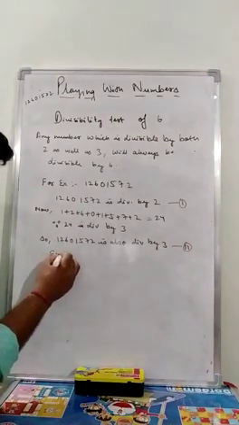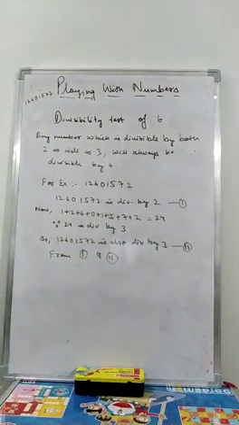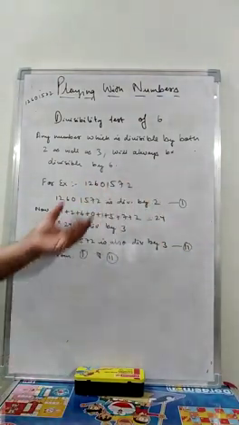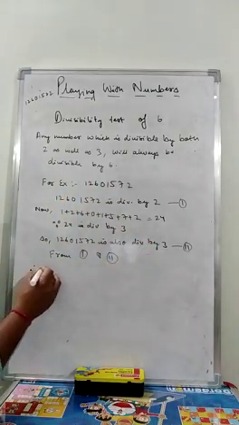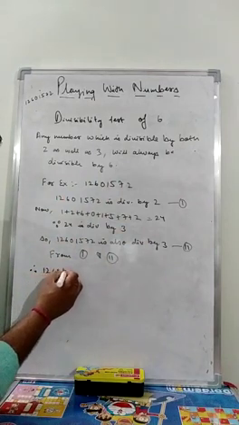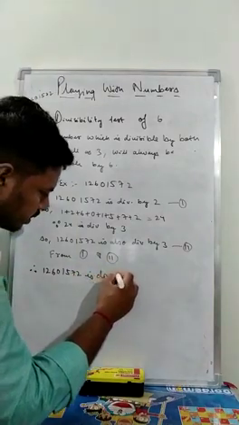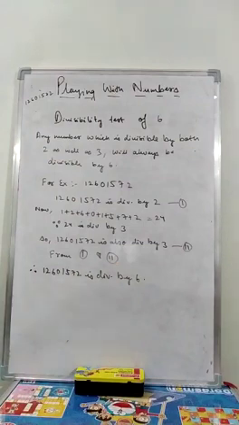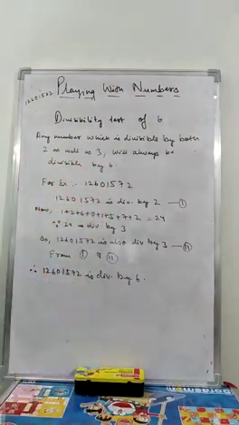From 1 and 2, what we are getting to know? You see, this number is divisible by 2 as well as this number is divisible by 3. So therefore 1260152 is divisible by 6. So since this number is divisible by 2 as well as 3, therefore this number is also divisible by 6. Okay.